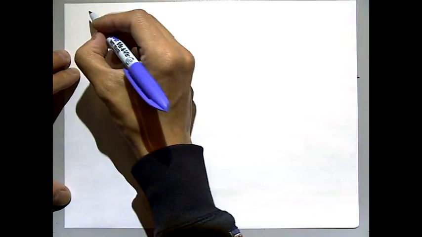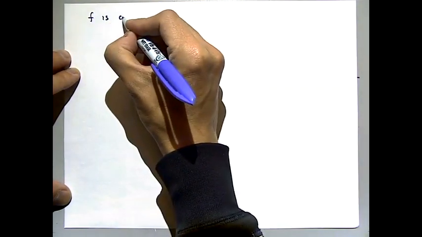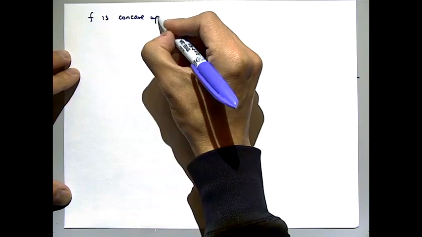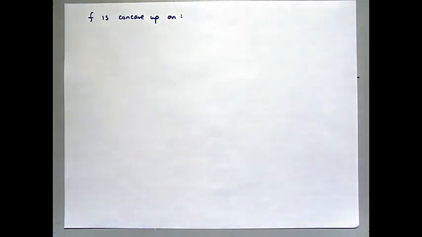What about intervals where f is concave upward? Which intervals? 0 to 1, 2 to 3, 5 to 7. Do we agree with that? Yes? No? Don't care? That's not acceptable. So who agrees with that? 0 to 1, 2 to 3, and 5 to 7. Sounds good? Good.